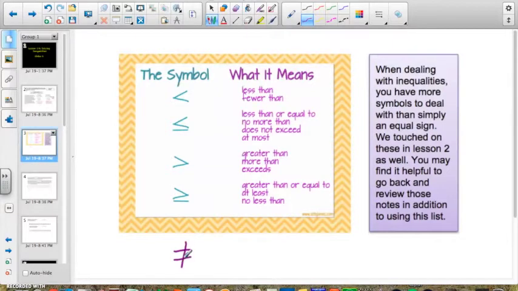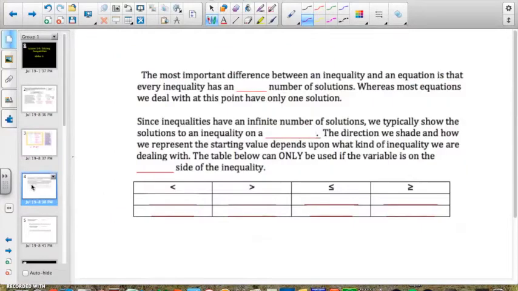We won't deal much with them in this problem, but these are going to be a not equal to symbol, and that just means that the 2 things are not equal. Alright, so let's go ahead and jump into a little bit more notes.